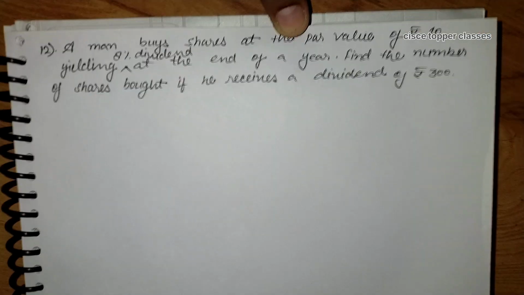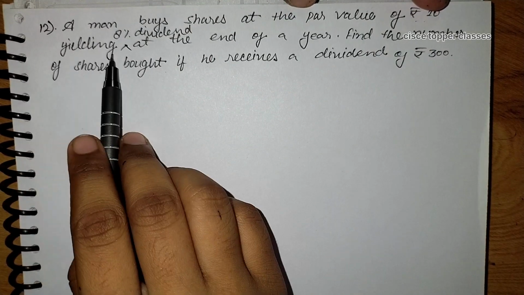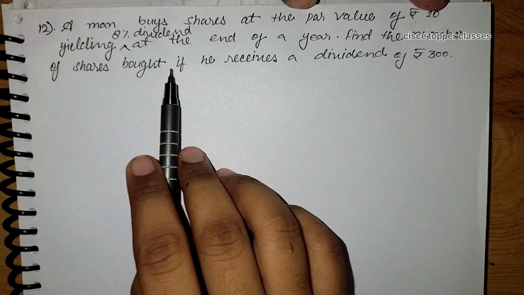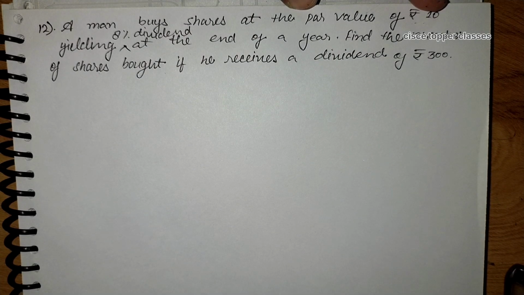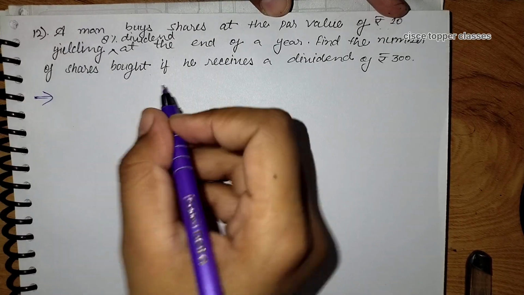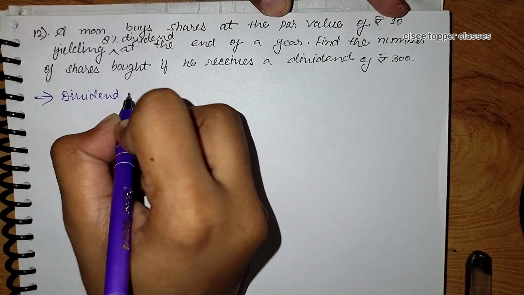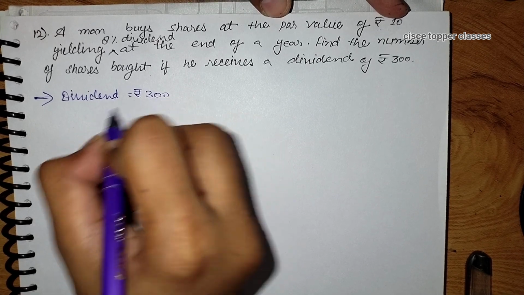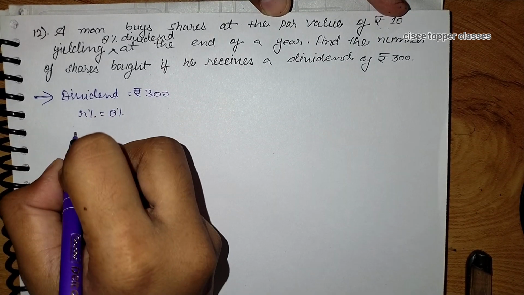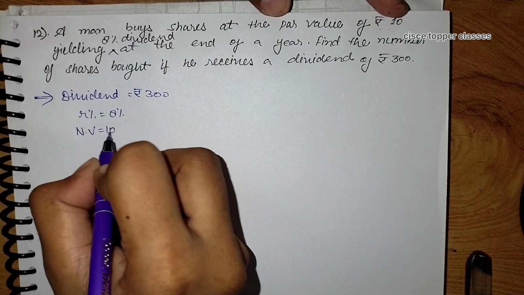Let's solve here question number 10. A man buys shares at the par value of rupees 10, yielding 8% dividend at the end of the year. Find the number of shares bought if he receives a dividend of rupees 300. If we see here, we have to find number of shares. So dividend is given to us in this question. This is rupees 300. Rate percent is also given of the dividend. This is 8. And the face value, means the nominal value, is given to us as rupees 10.